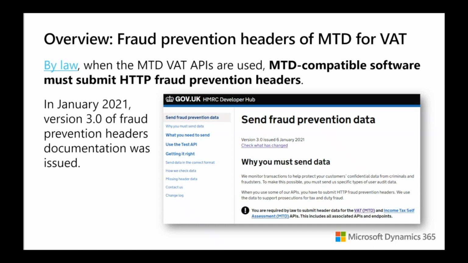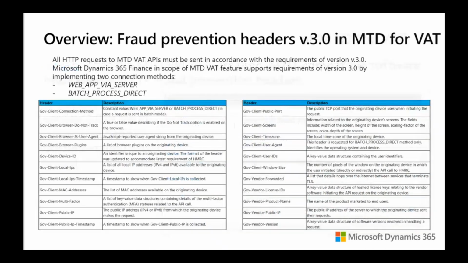According to the official documentation on fraud prevention headers, different sets of fraud prevention headers can be required for different MTD-compatible software, depending on their architecture. This architecture must be defined beforehand for MTD-compatible software and transferred as the value of the connection method header. This is the first fraud prevention header in the set, and the full scope of other headers to be collected and transferred will be defined by this connection method value.